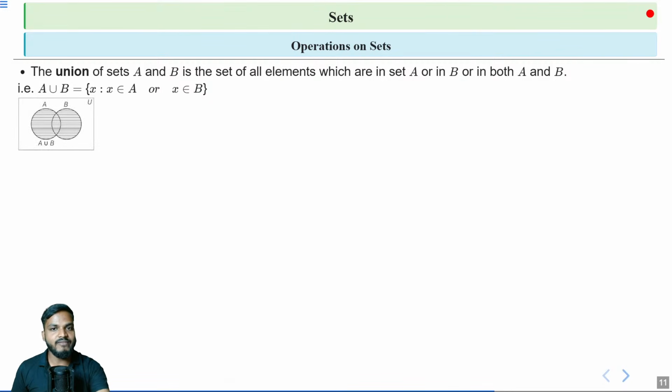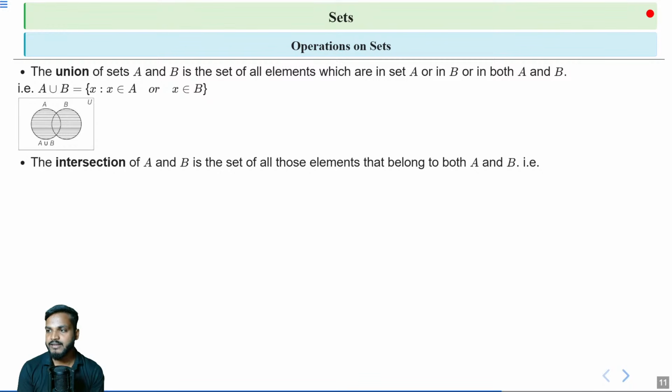So this is the Venn diagram for A union B. This U, the rectangular region, is your universal set, and there are two circles A and B which overlap. The overlapping portion represents A intersection B, the elements that are in A and also in B, and this whole shaded region is A union B.